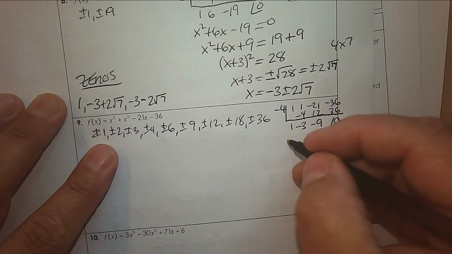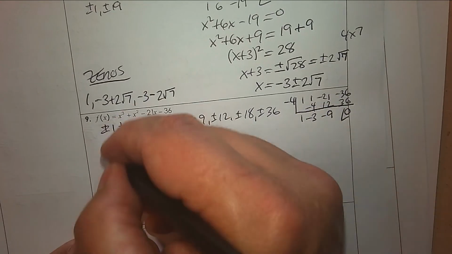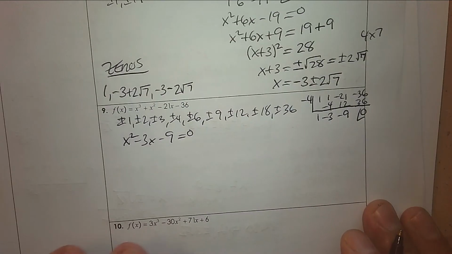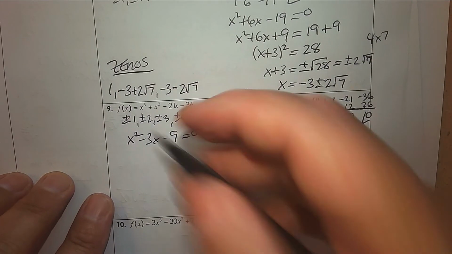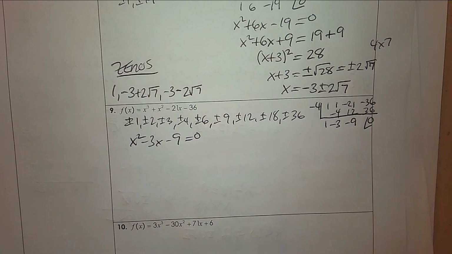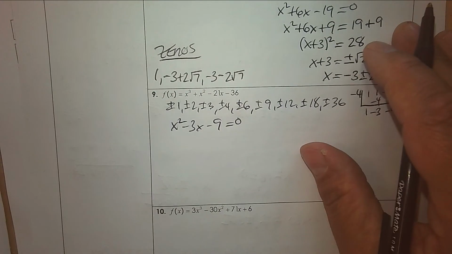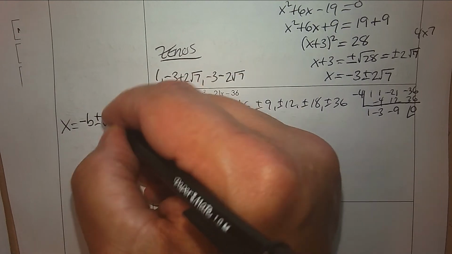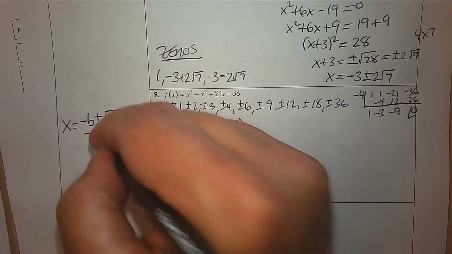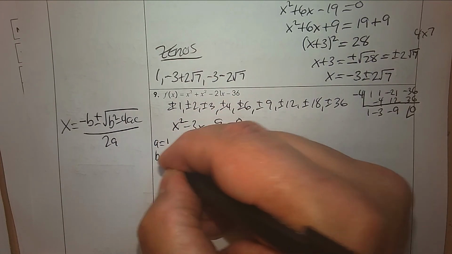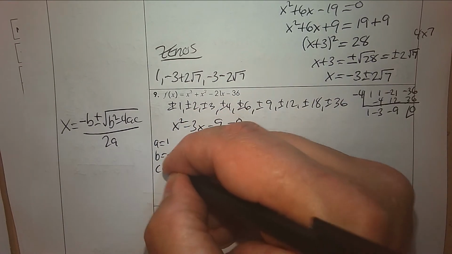You'd have to guess, keep trying until you find the one that worked. And what's left over is x squared subtract 3x subtract 9. Again, not factorable. I'm not going to complete the square. That's because b is an odd number, and then you'd have a fraction and so on. So we're going to use the quadratic formula. Just as a reminder, the quadratic formula is negative b plus or minus the square root of b squared minus 4ac all over 2a. So in this example, a is 1, b is negative 3, and c is negative 9.